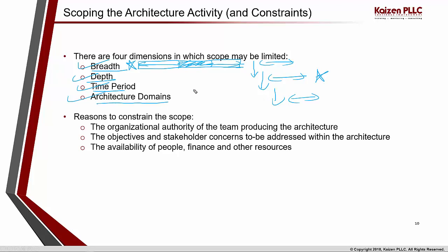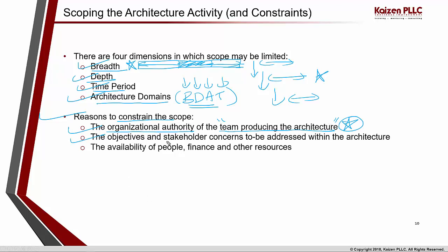And then from an architecture domain, as I mentioned, the enterprise architecture itself is made up of four domain architectures: business, data, application, and technology. And what are some of the reasons which may be considered for constraining them? It depends upon the organizational authority of the team producing the architecture. So this is the enterprise practice or the architecture team who is involved in delivering the architecture to the organization.